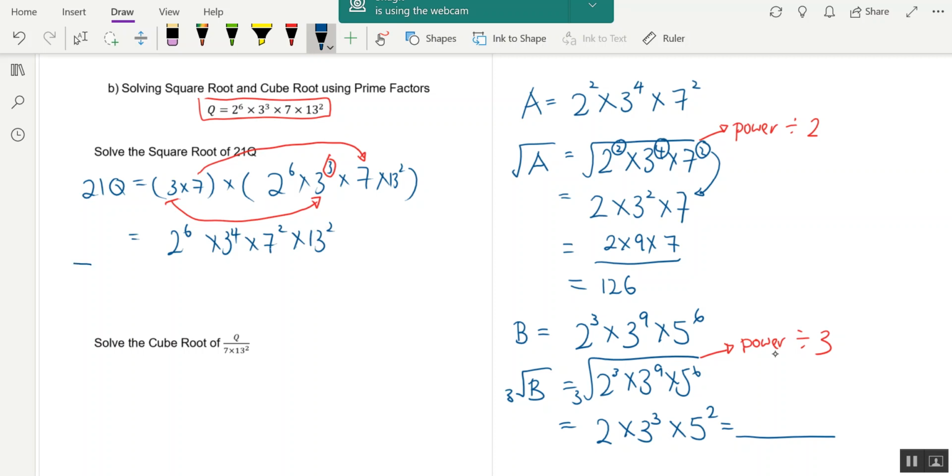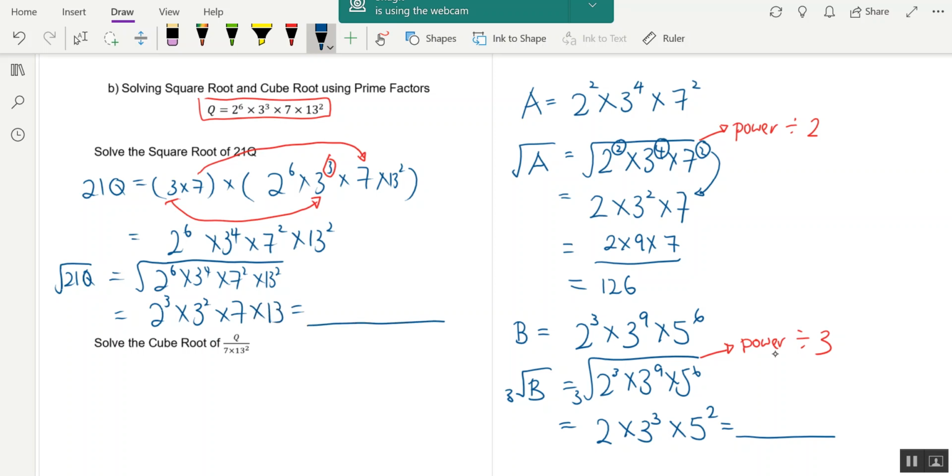So if the question asks for the square root of 21Q, it is the same as the square root of 2 to the power of 6 times 3 to the power of 4 times 7 squared times 13 squared. Square root means the power divided by 2. We divide each of the powers by 2: 2 to the power of 3 times 3 to the power of 2 times 7 times 13. Then you can just use your calculator to evaluate the answer. This is if they ask you for 21 times Q.